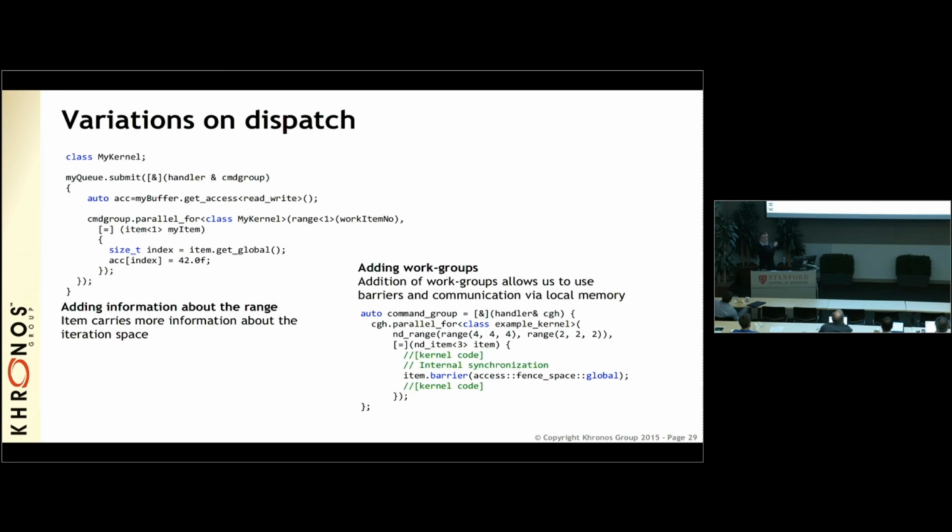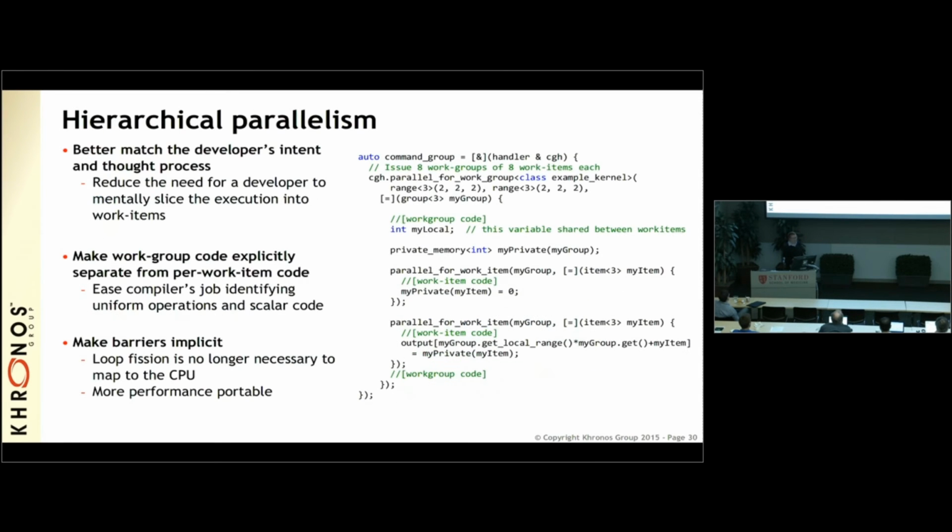But it's very explicit that this is different from this, and both the host and device code know that. And so that means you don't have to generate as many weird corner case checks and things. And you certainly don't have to write them. And then we have hierarchical parallelism. So the aim here is to better match the developer's intent in a lot of cases.